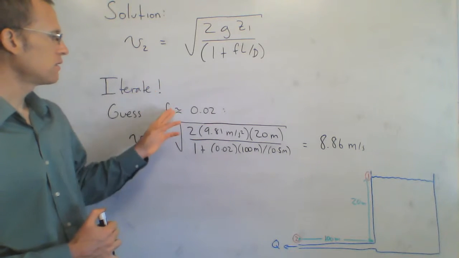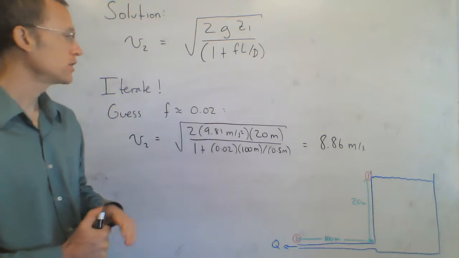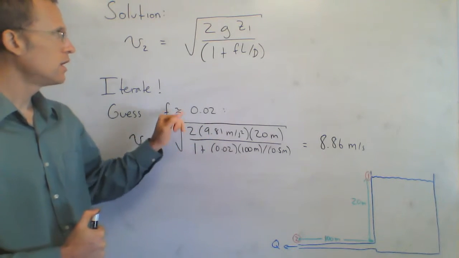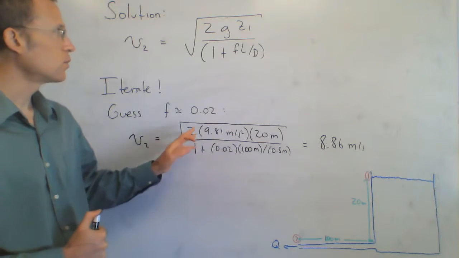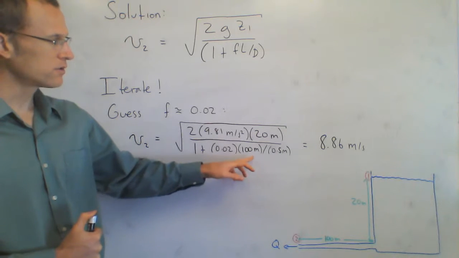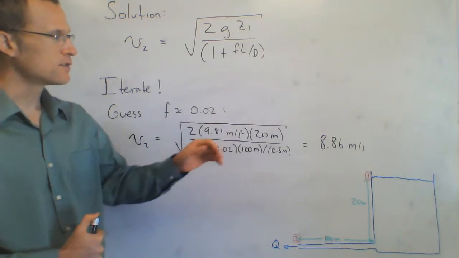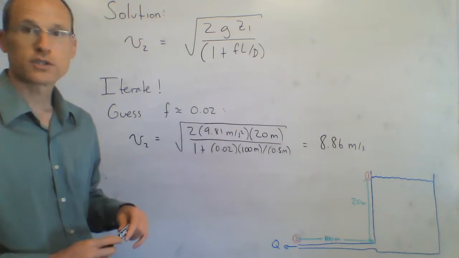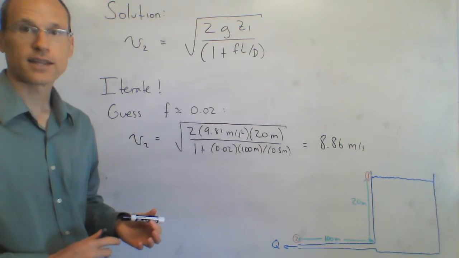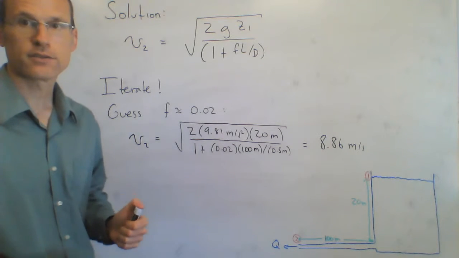Doing that, guess the value of f, 0.02, and plug that into my equation up here. So 2 times g, 9.81, Z1 is 20 meters, then 1 plus f, my guess value 0.02, times length of the pipe of 100 meters, over diameter 0.5 meters. That gives me a first approximation for my velocity V2. Now I need to see whether that V2 gives me the same value of f that I guessed.